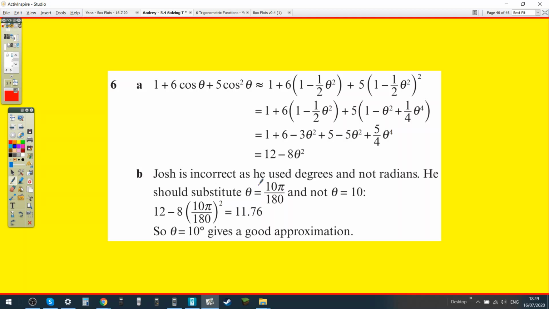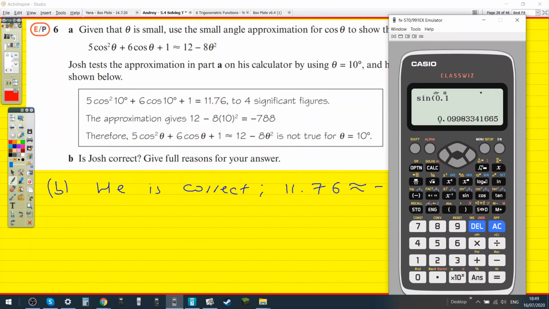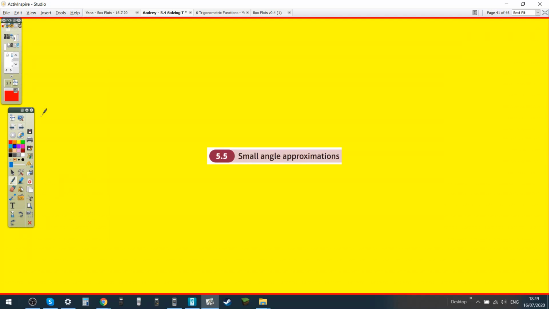Oh wow, so 10 degrees is a decent approximation. And actually I was using 10 radians, which is more than about 3 pi. So that's pretty big. It's more than 360 degrees. So definitely big. Okay, so he used degrees and not radians. That's one to watch for. All right, let's just watch out for that one.